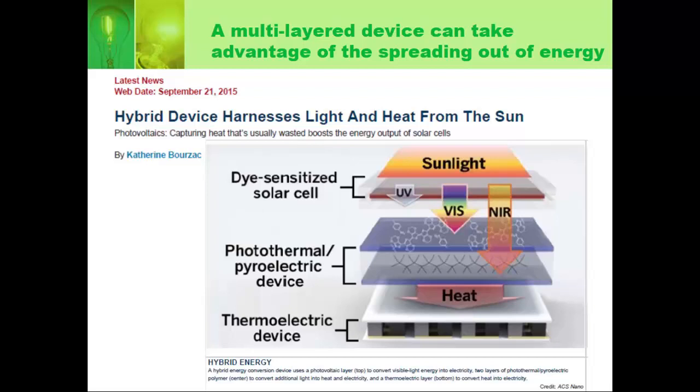All 3 of those: the UV gets caught by a solar cell, the visible light gets caught by a photothermal device. Basically, it's a colored device that just absorbs the visible light and gets hot. And then there's another layer that has a different photothermal layer that's colored in the infrared region. Each of these takes light that's less spread out and spreads it out all the way to far infrared, which is otherwise known as heat.